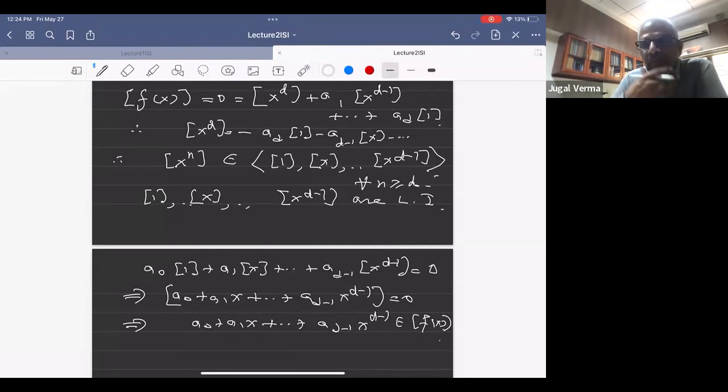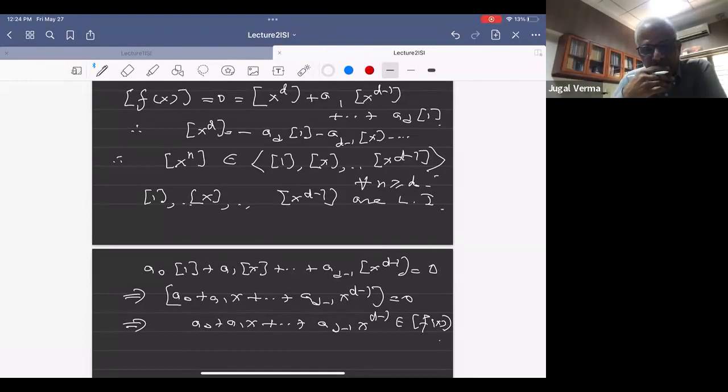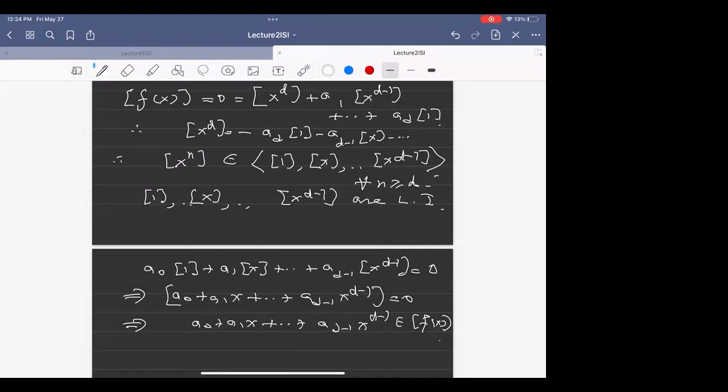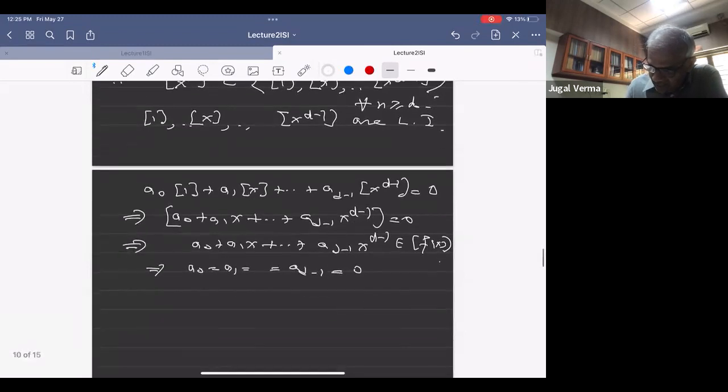Sakshi? Yes, since the degree of f(x) is d, the ideal generated by f(x) will have polynomials of degree d or more. Right. So this belongs to this, implies what about the coefficients? So the coefficients must be 0, all of them. Exactly. Very good. So this means a0, a1, up to a(d-1) are 0. And that tells me that the residue classes of 1, x, up to x^(d-1), they are linearly independent.